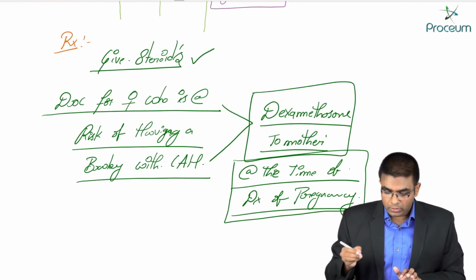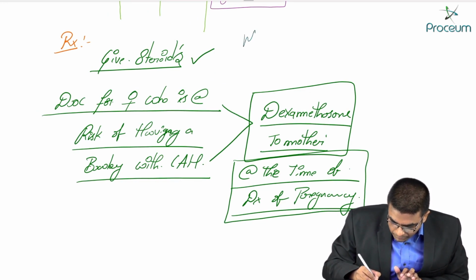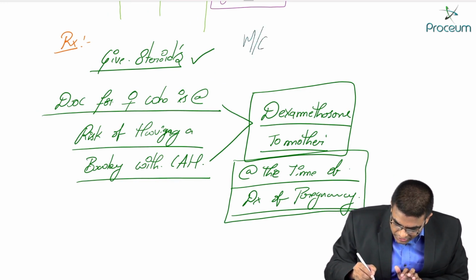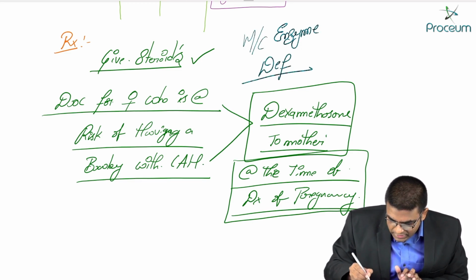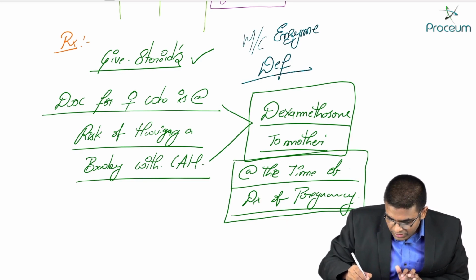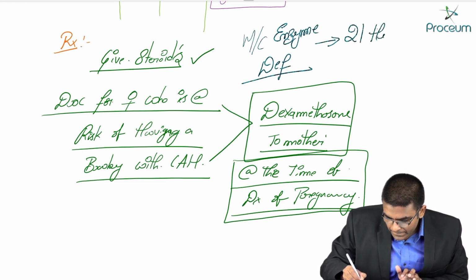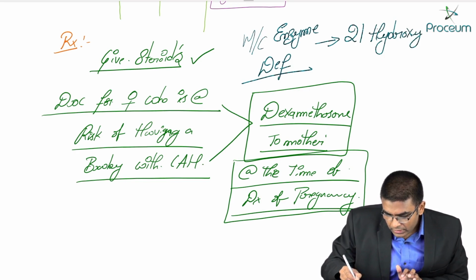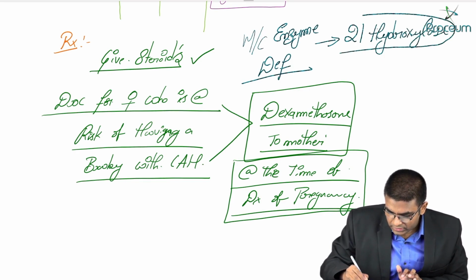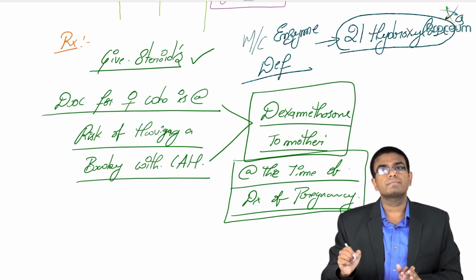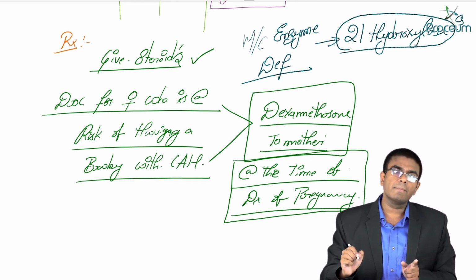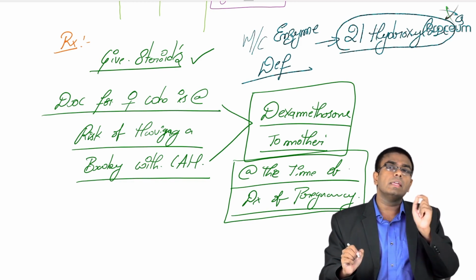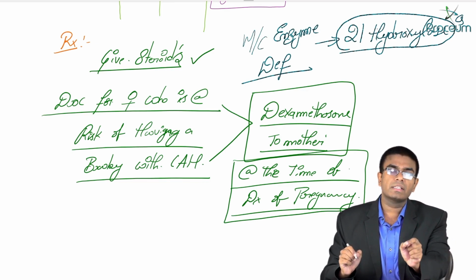Now, what else? Don't forget the most common enzyme deficiency. The most common enzyme deficiency is what, guys? It is 21 hydroxylase. Okay, 21 hydroxylase is the most common enzyme that is deficient. What is the drug of choice for the mother to prevent congenital adrenal hyperplasia? It's dexamethasone, immediately when pregnancy is diagnosed.